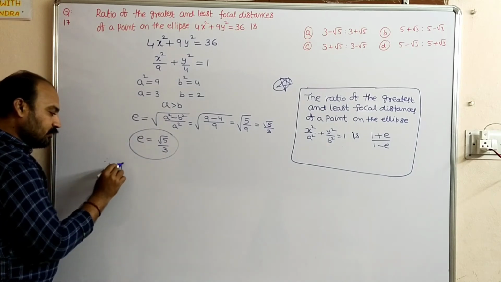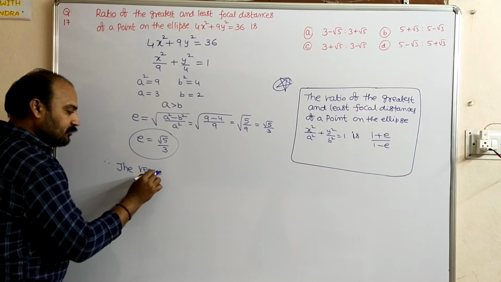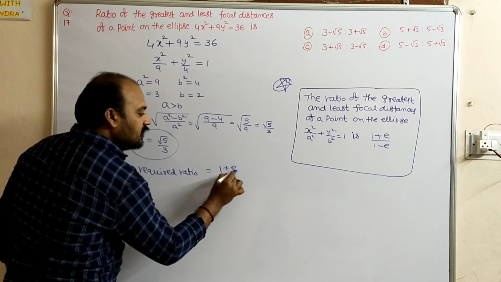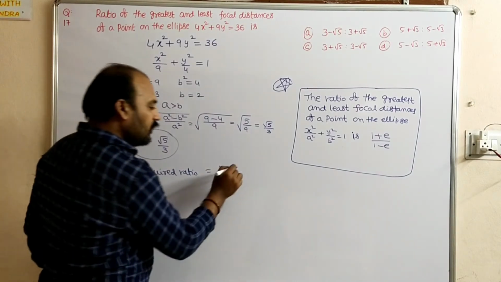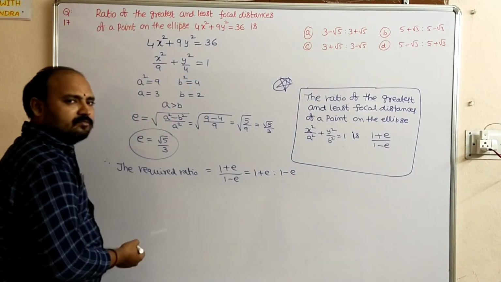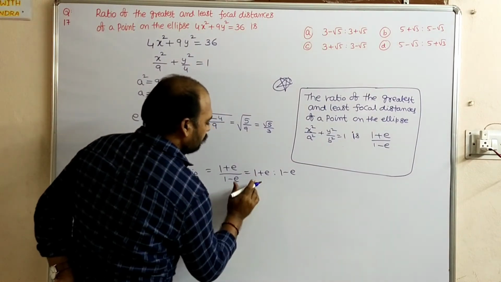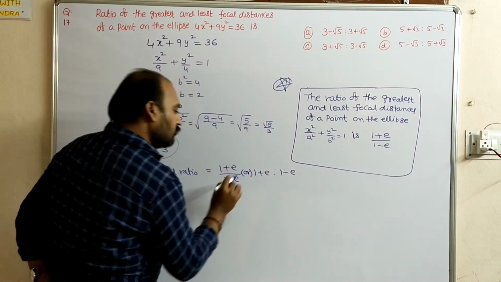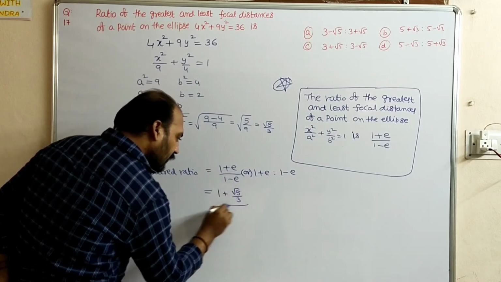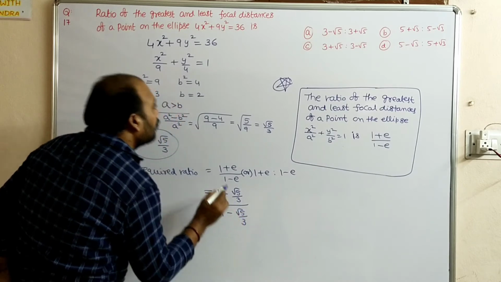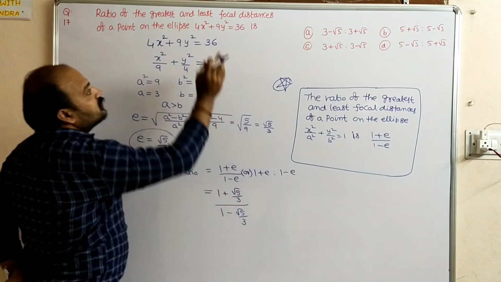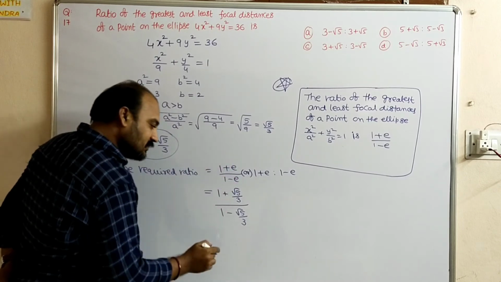Therefore the required ratio 1 plus e divided by 1 minus e, or we can write it like this also, 1 plus e is to 1 minus e. So 1 plus e value root 5 by 3 divided by 1 minus root 5 by 3. Here first they mentioned greatest and least. So greatest means 1 plus e, least means 1 minus e. Suppose if they ask least and greatest, this will be reversed.